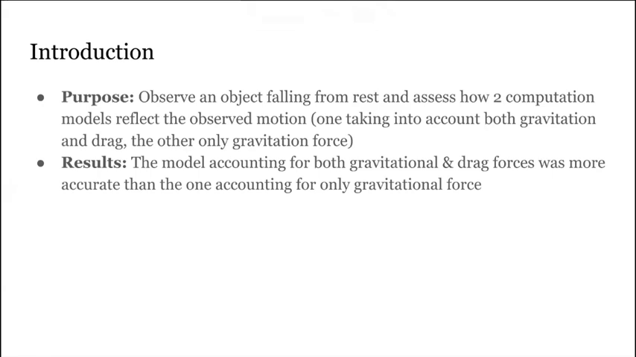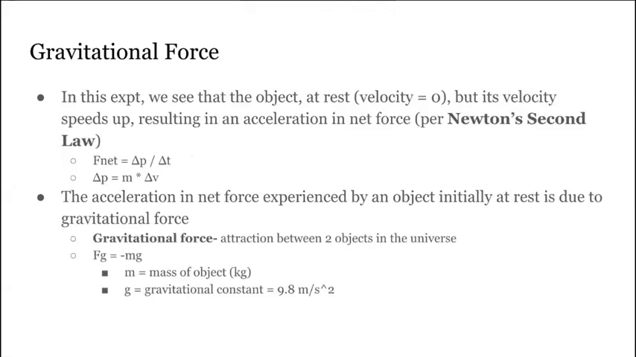So the purpose of this lab was to observe an object falling from rest and assess how two computational models would reflect the observed motion, one which takes into account both gravitational and drag forces, and the other just the gravitational force. The result of this experiment showed that the model that accounted for both the drag and the gravitational forces was more accurate in representing the observed motion than the one accounting for only gravitational force.